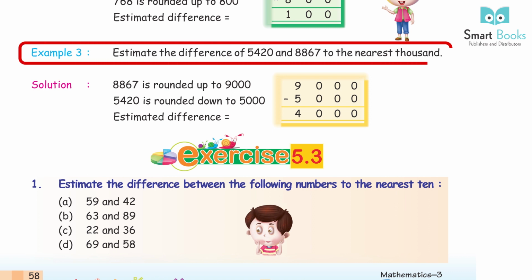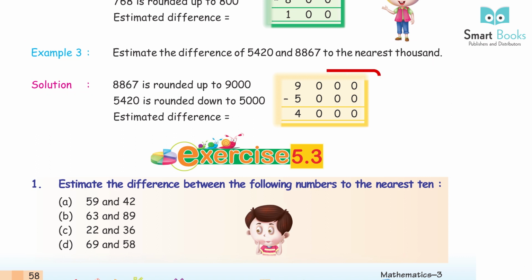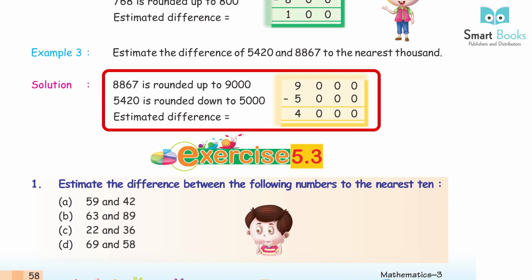Example 3. Estimate the difference of 5420 and 8867 to the nearest 1000. Solution. 8867 is rounded up to 9000. 5420 is rounded down to 5000. Estimated difference is equal to 4000.